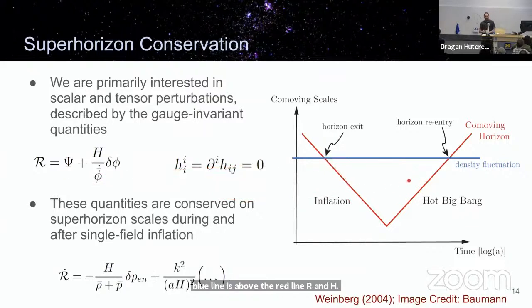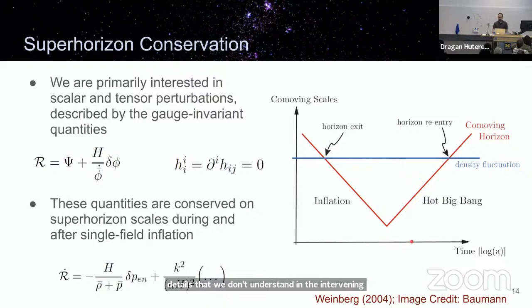What that means is that if we can calculate what R and H are when they exit the horizon, that tells us what they are when they re-enter the horizon much later, during the classical evolution of the hot Big Bang. So our goal is to calculate R and H at horizon exit, and we can use the conservation of those quantities to connect what happened during inflation to what happened much later. And this remains true despite all of the complicated details that we don't understand in the intervening epoch.